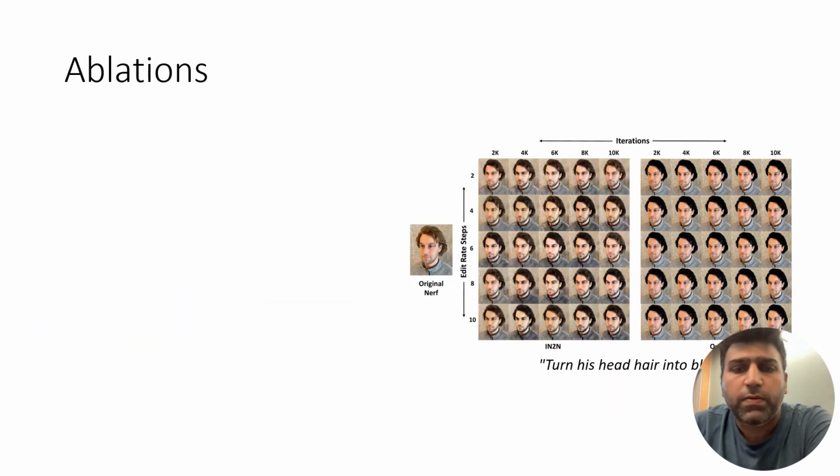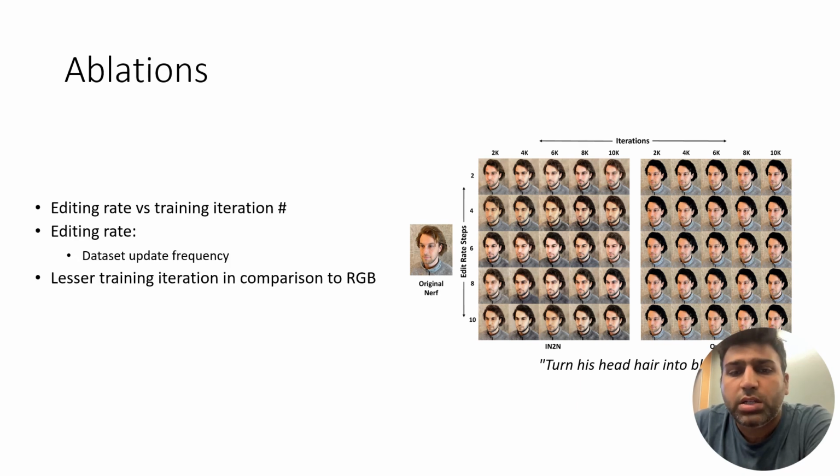Here we present one of our applications where we are comparing the number of training iterations with editing rate. As you can see, Instruct NeRF to NeRF requires a significantly larger number of training iterations and a higher editing rate to achieve the desired results. However, our method requires fewer training iterations in comparison to RGB images.